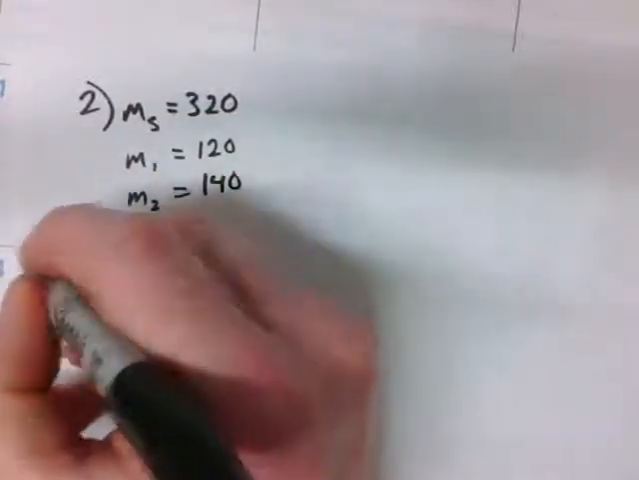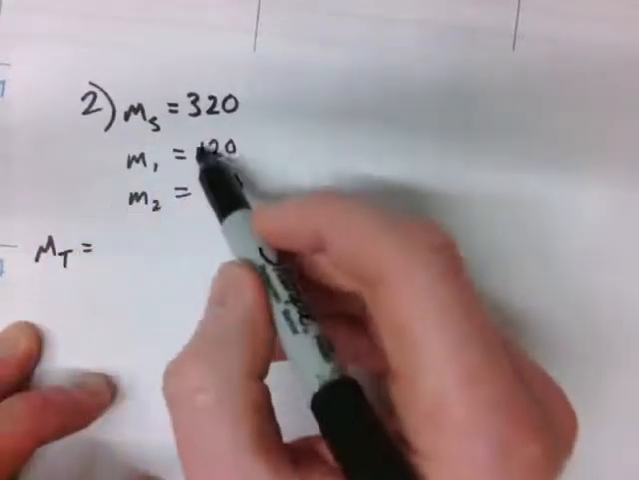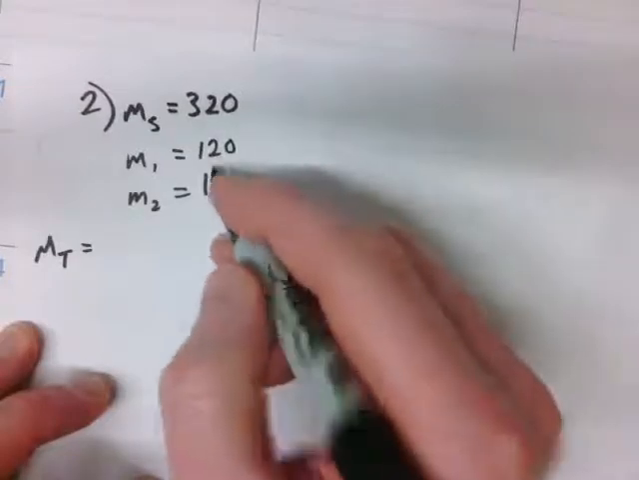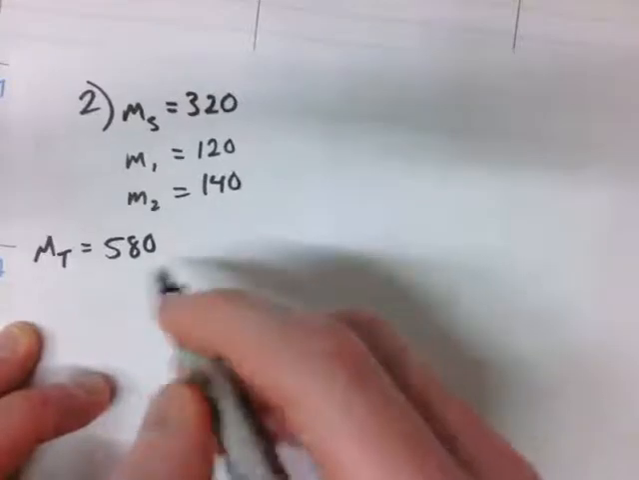I have a feeling our total mass is going to be needed at some point, so I'm just going to figure that out right now. Total mass is 580. Is that right? 3, 4, 5, 2, yeah, 580. Okay.